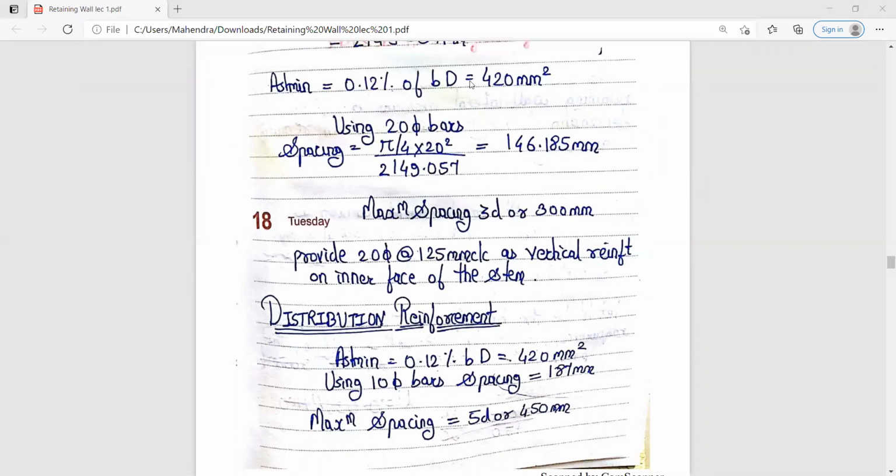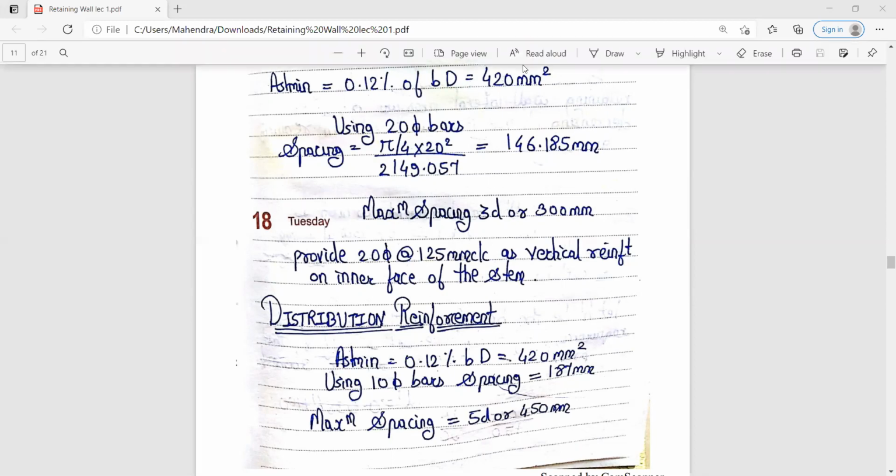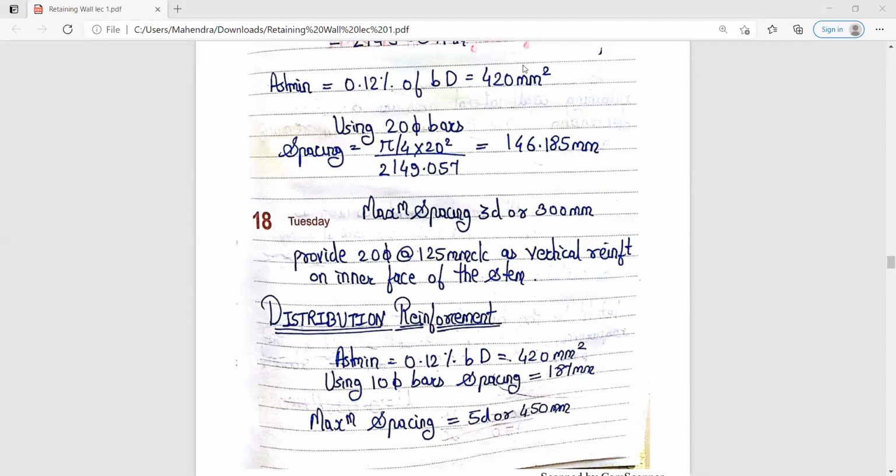Then after calculating AST minimum, you have to calculate the spacing. For calculating spacing, here you are going to use 10 millimeter diameter bar. So using 10 millimeter bars, you will get the spacing. So spacing you get is 187 mm. Maximum spacing here you can consider as 5D or 450 mm. So you are going to provide the minimum spacing as 175 mm center to center. So first of all, do up till here.